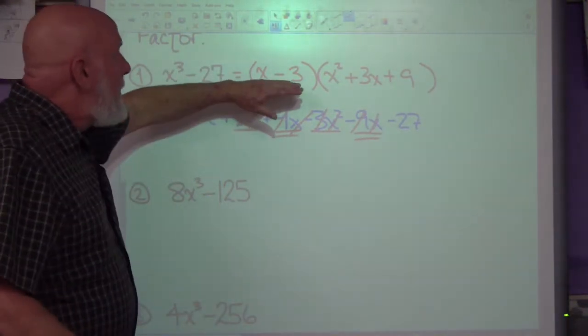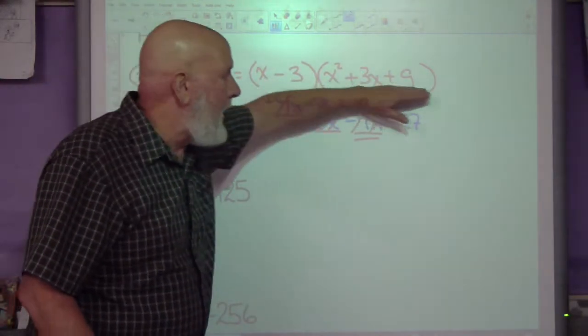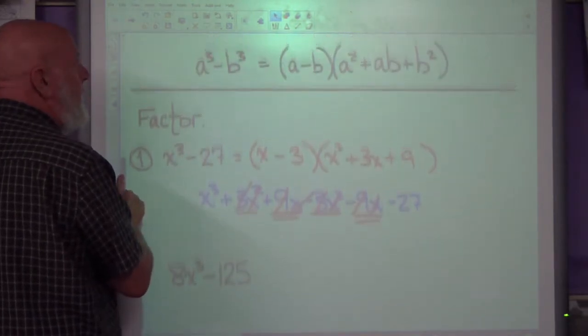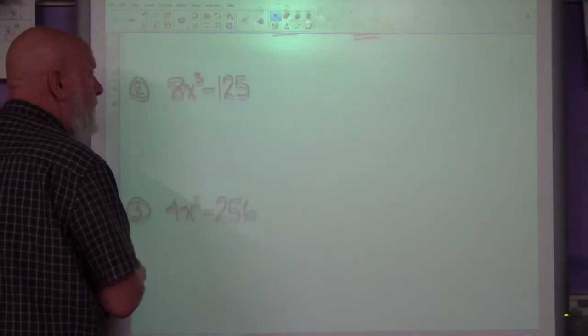With that in mind, I can say that the factorization of this difference of cubes is this right here. And we came up with this using this pattern. Okay? Let's do a couple more and I'll stop talking.